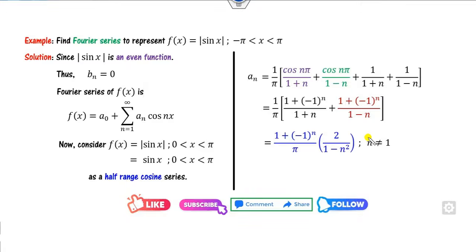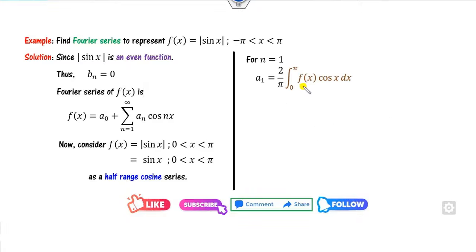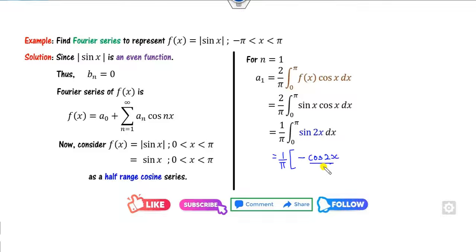If n is not equal to 1, we have to compute the a1. Again substitute the value of the f(x). Can you solve this integration? It is sin 2x. Fine. I can multiply by x. I can multiply by 2 and divide it by 2. Then it's sin 2x by 2. What is the integration of the sin 2x? It's minus cos 2x divided by 2 from 0 to pi.